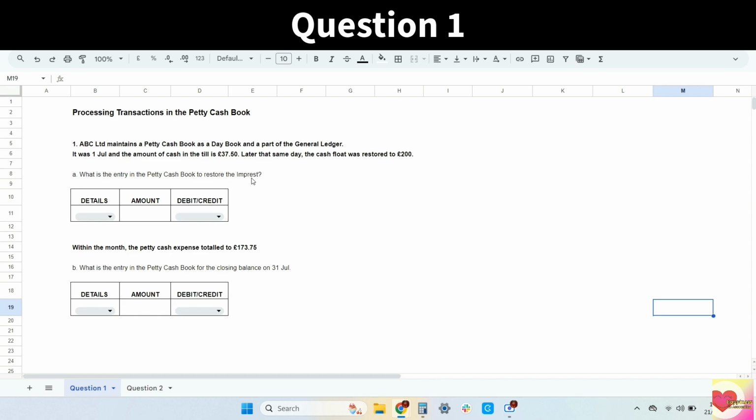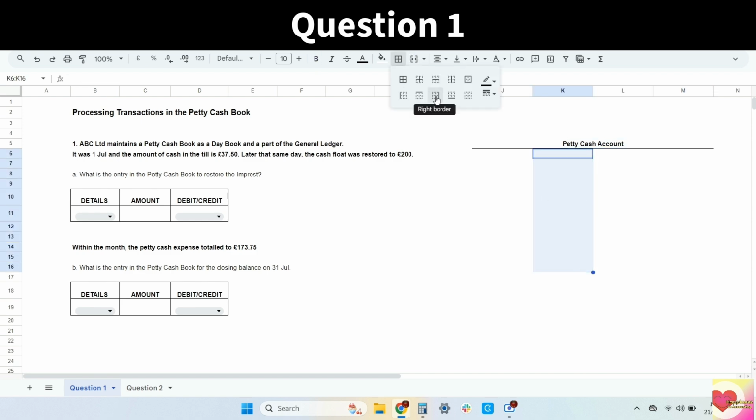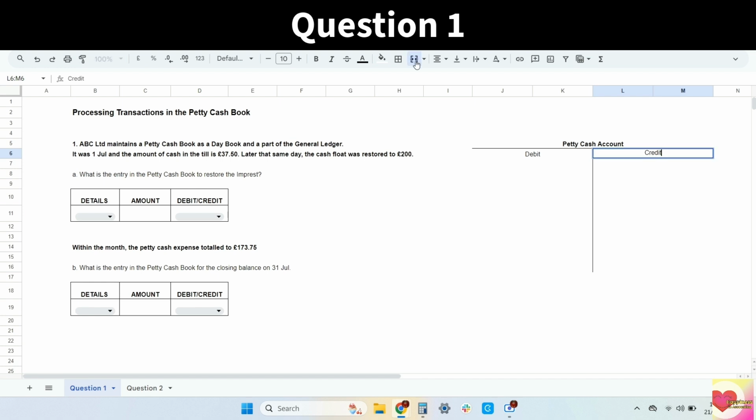I found petty cash questions usually confusing, so to answer this type of question, I drew a petty cash account to visualize the scenario. So let's imagine this side here is the blank paper that you were given in the exam center, and we will use this paper to draw the petty cash account. So let's enter all the given details in the question to our petty cash account.